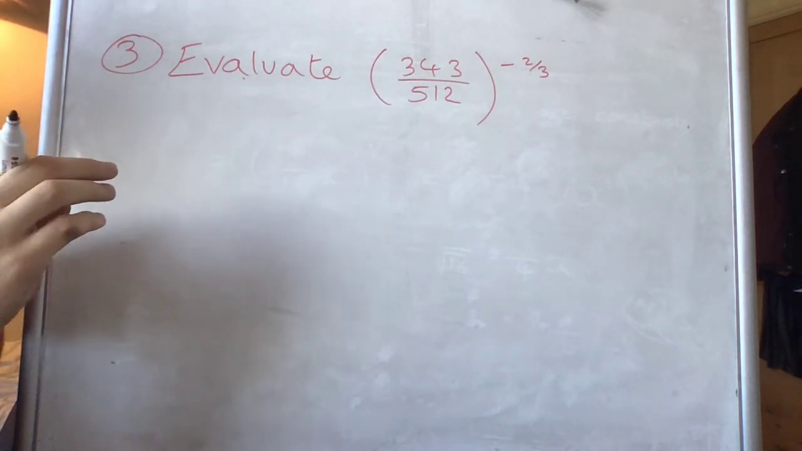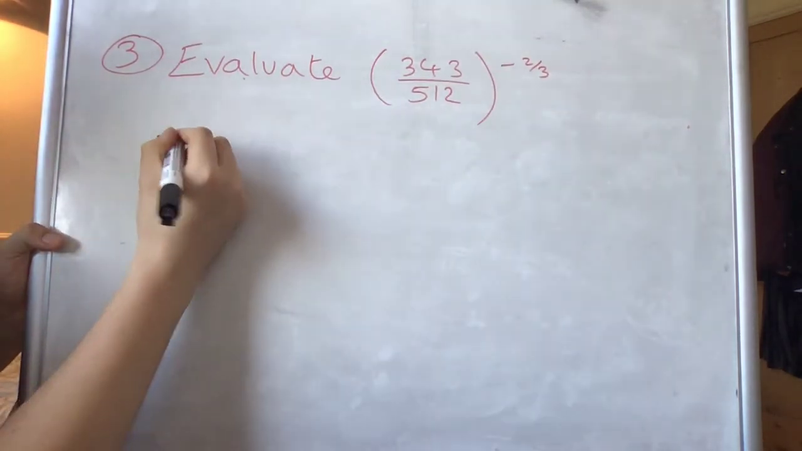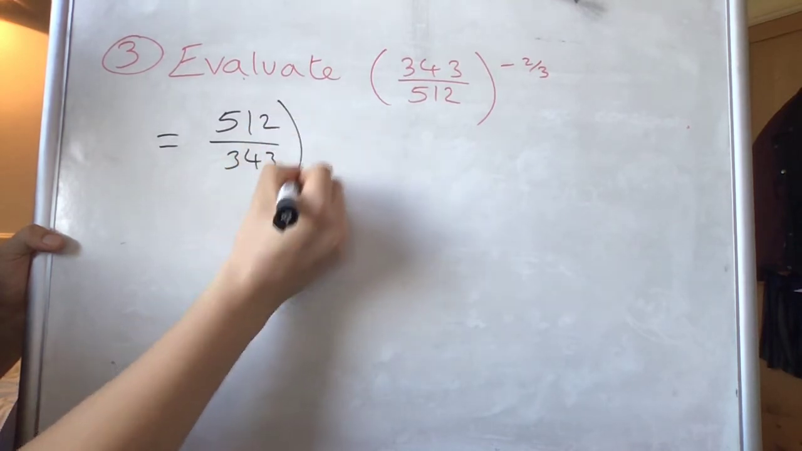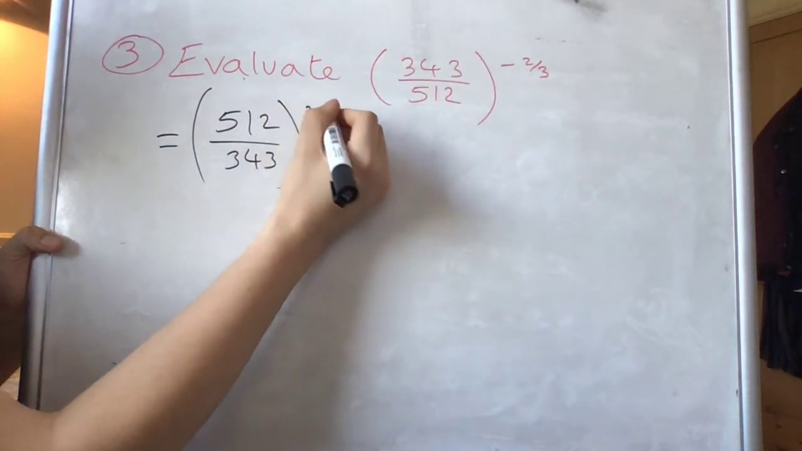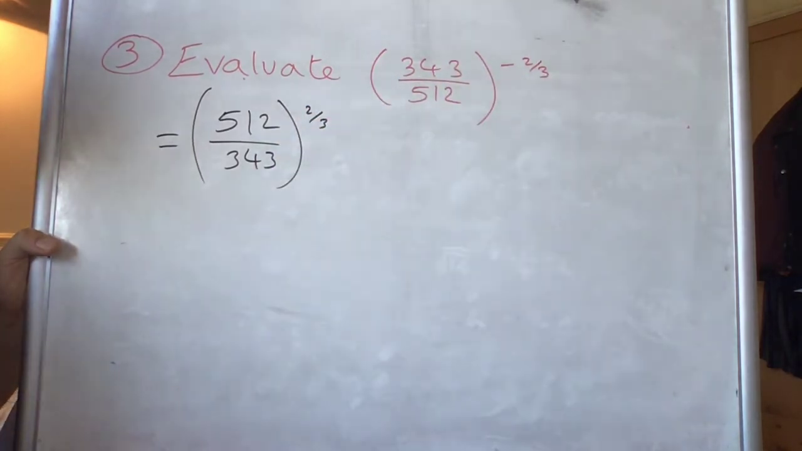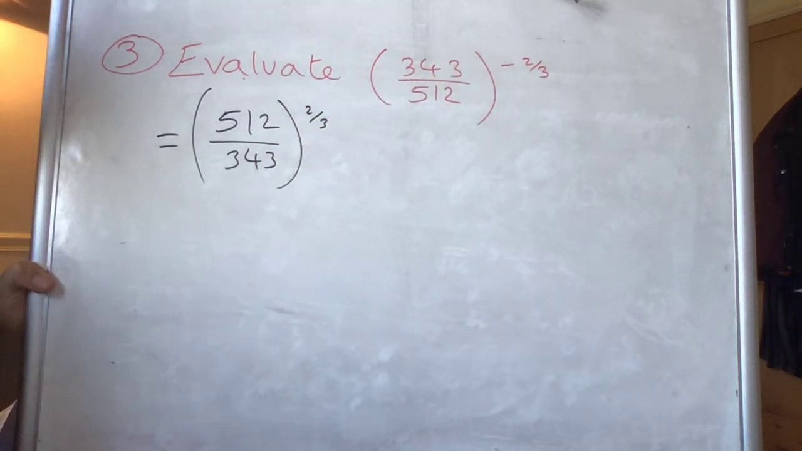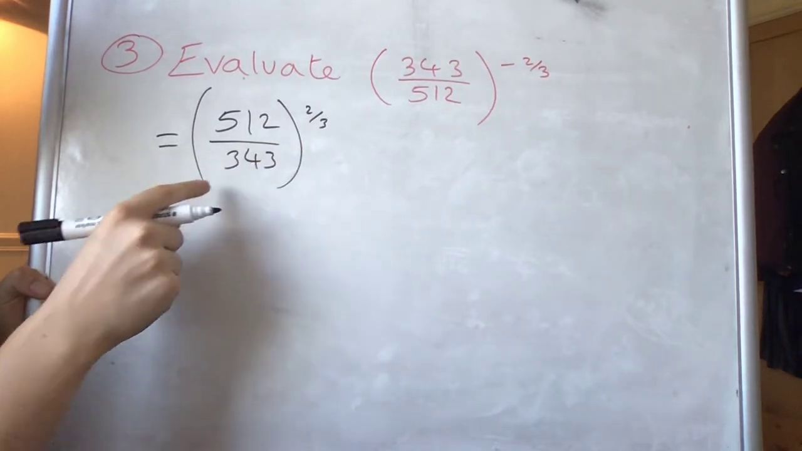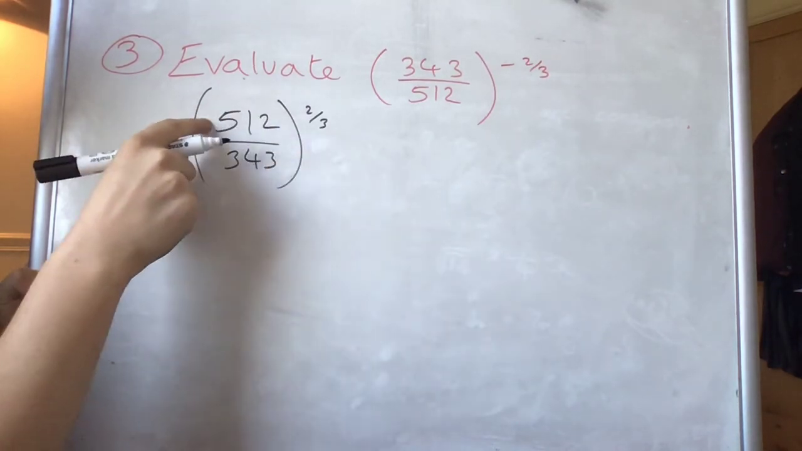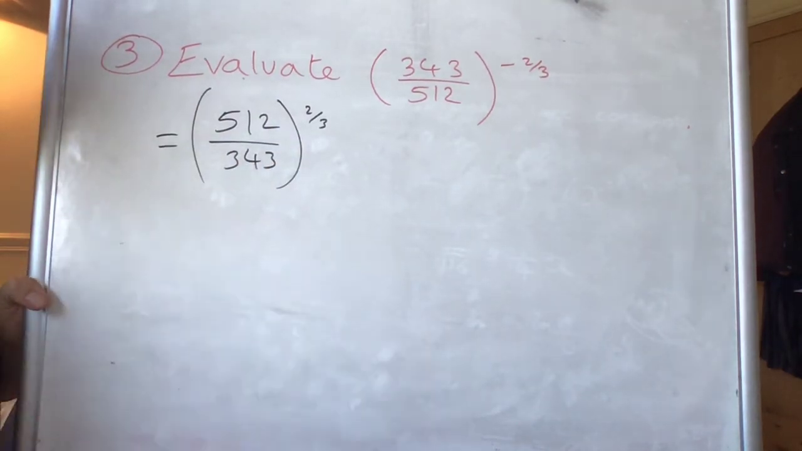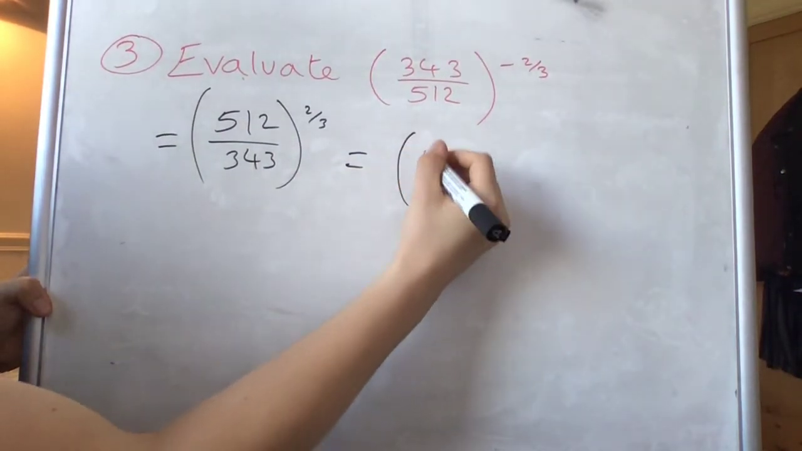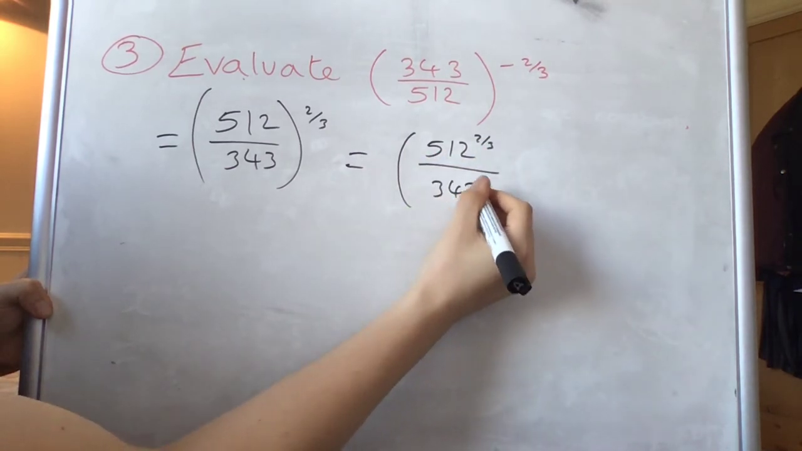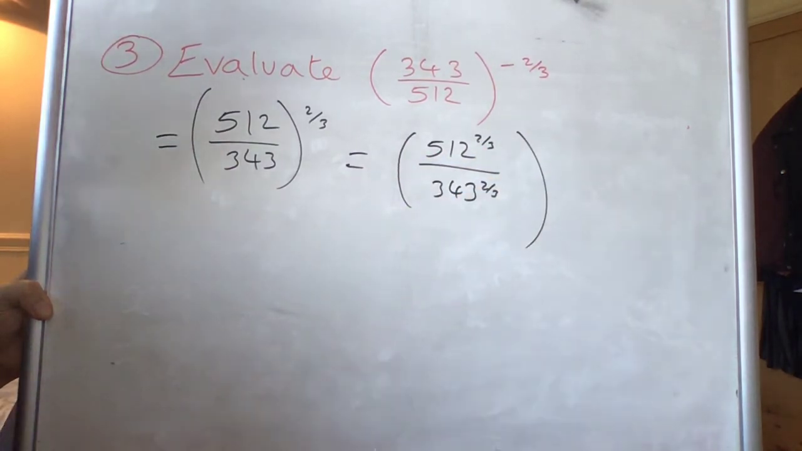So let's find the reciprocal of 343 over 512, and that is simply equal to 512 over 343. We can now remove the negative symbol from our exponent as such. And if you remember from the previous example, when we have an exponent applied to a fraction, that exponent applies to both the numerator and the denominator. So this would be the same as saying 512 raised to the power of 2/3 over 343 raised to the power of 2/3.